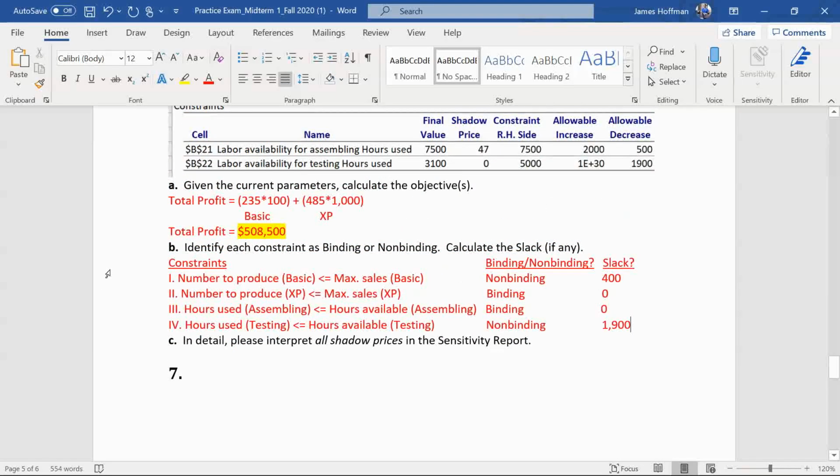Okay, so that's what you do there for part B, is you list the constraints. It's going to be these four. Then go determine if we used all of the right side of the constraint. And if we did, it's binding, no slack. If we didn't, it's non-binding, and the slack is the difference between what was allowed and what we used.